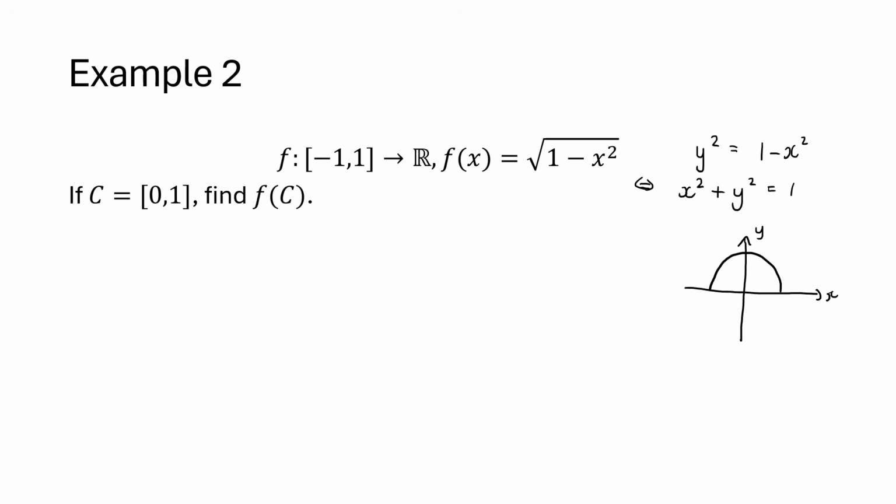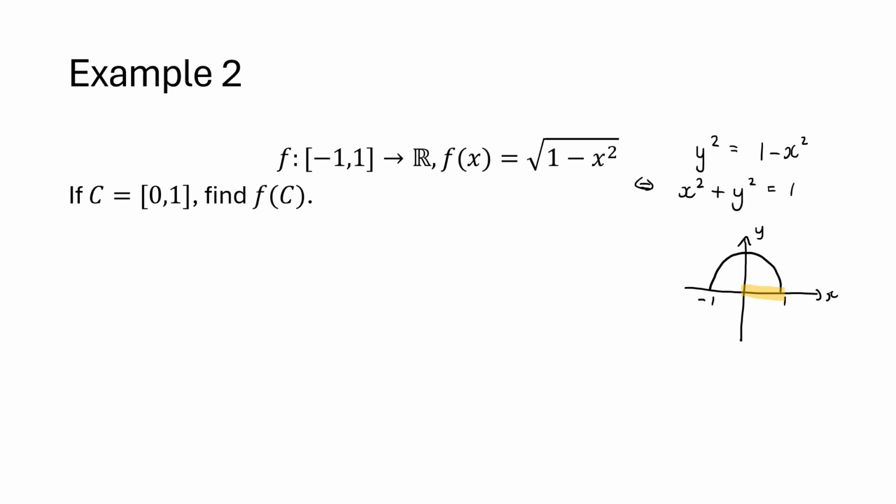Now, you can see the domain here is from negative 1 up to 1, endpoints included. We are now restricting the domain to the interval from 0 to 1. So we are saying x is anything from 0 up to and including 1. How does this affect the range? How does it affect the y values that we get if we only use x values from this interval?